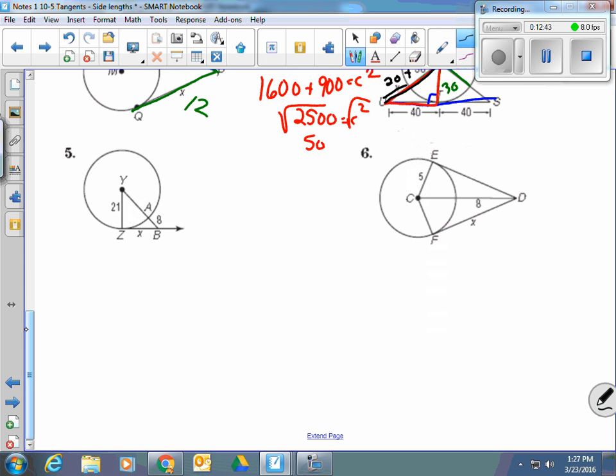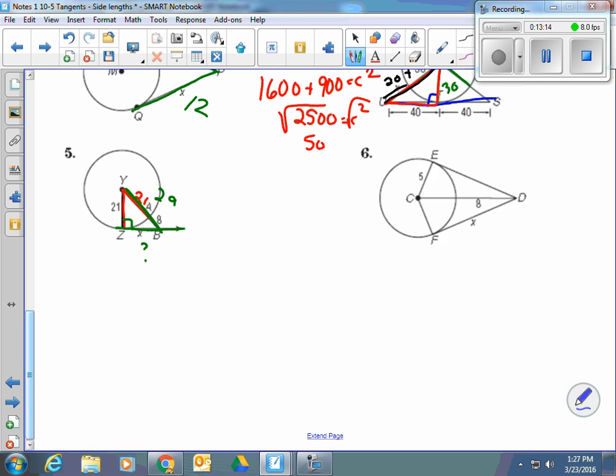Okay? Number 5, what do we call this piece right here? Oh, but you can't see the black line, huh? Radius. Okay, what would I call this piece right here? Radius. How big's the radius? 21. What's this side right here called? Tangent. So what do you know about a radius and a tangent? 90 degrees. How big is this whole side right here? 29.